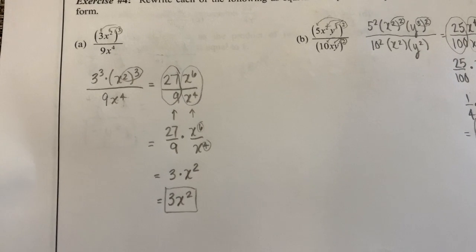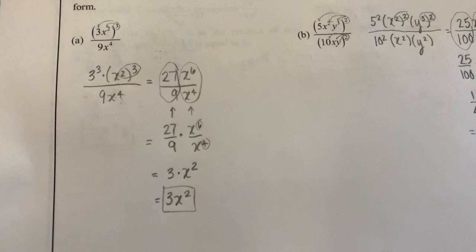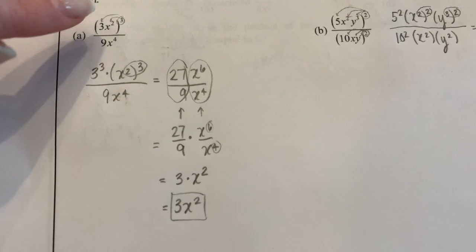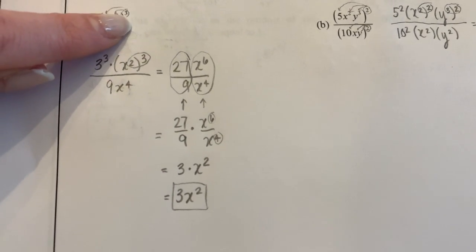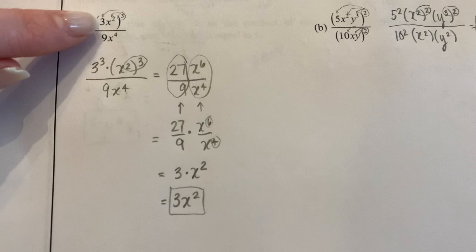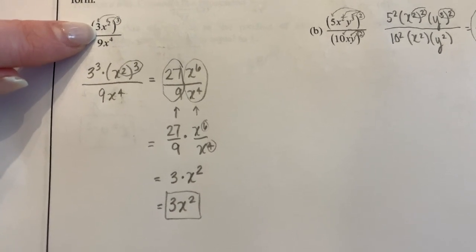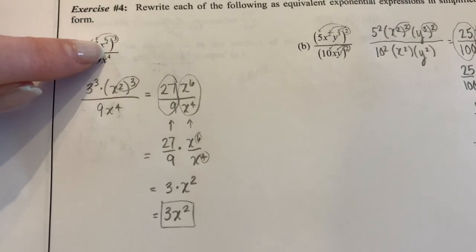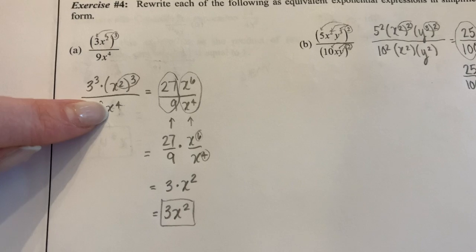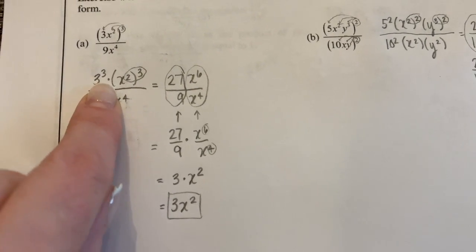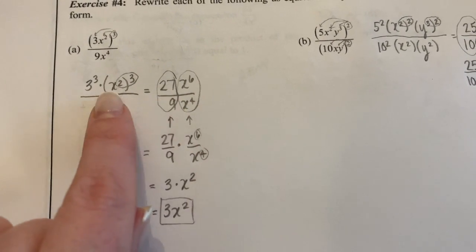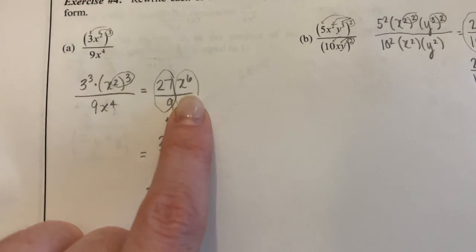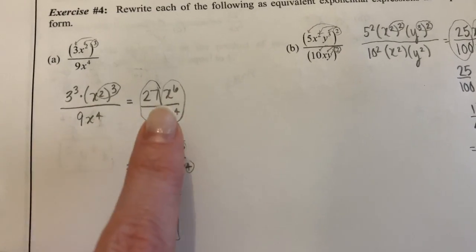Okay, did you get 3x squared? Hopefully you did. Just to quickly explain, before you begin breaking anything up, you have to apply this exponent to the whole term here, right? So we're doing basically like the distributive property, 3 raised to the 3rd power and the x squared raised to the 3rd power separately. So 3 to the 3rd power is 27, and then x squared to the third power, keep the base, multiply the exponents, x to the sixth. The 9x to the fourth stays the same.